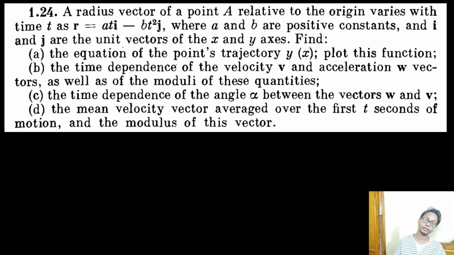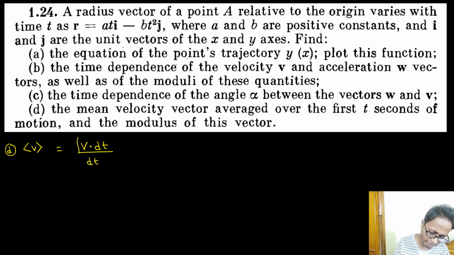Check out the fourth part of the question. What does the fourth part of the question say? The mean velocity vector averaged over the first t seconds of motion and the modulus of this vector. Whenever mean of anything is asked, mean means average, which is nothing but the integral of v dt divided by the integral of dt.